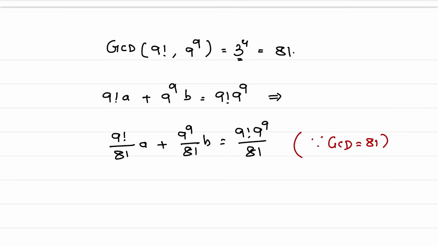So the equation can be simplified as, what is the 9 factorial value? 9 into 8 into 7 into 6 into 5 into 4 into 3 into 2 into 1. That implies 9 factorial by 81, that you can easily calculate. It's simple arithmetic. What is the 9 factorial value?